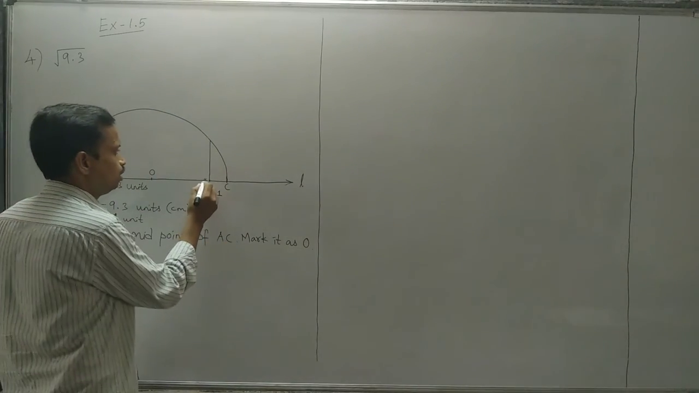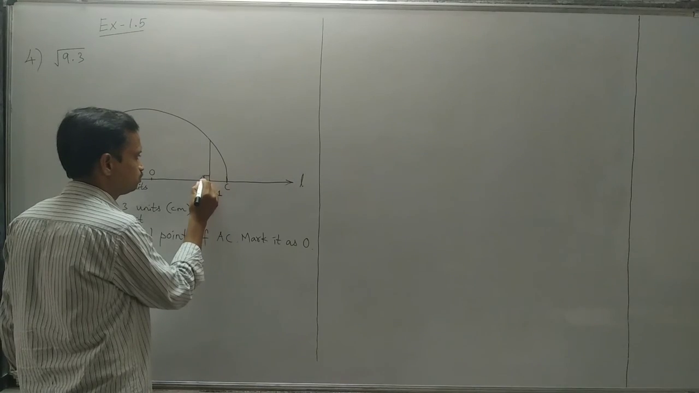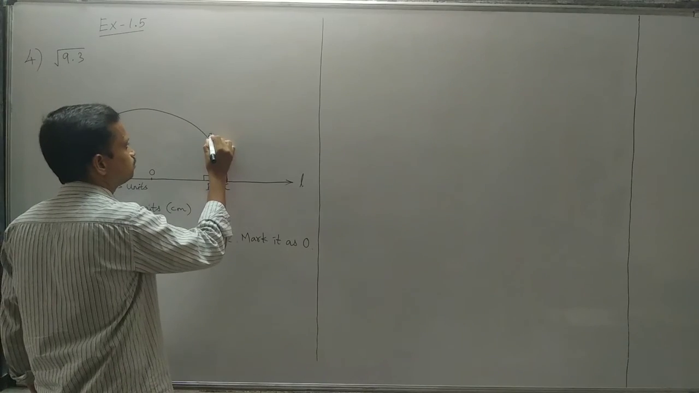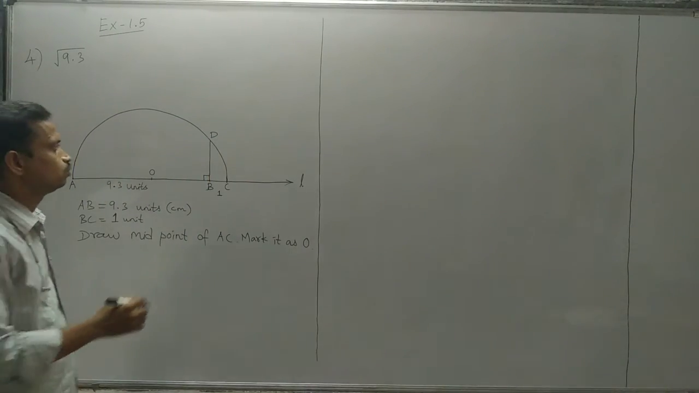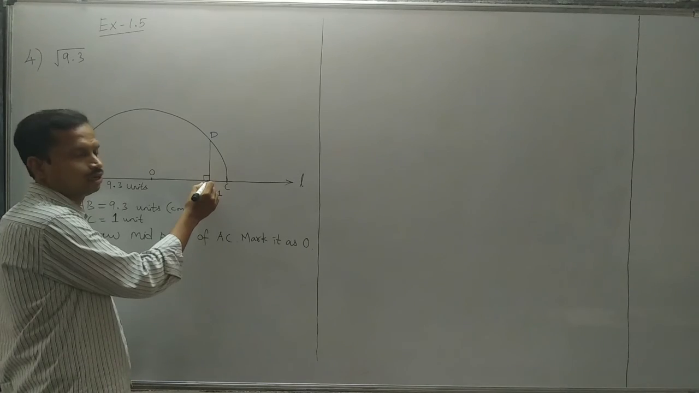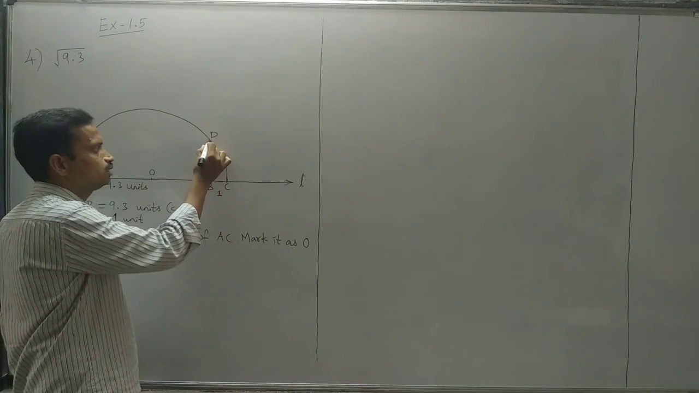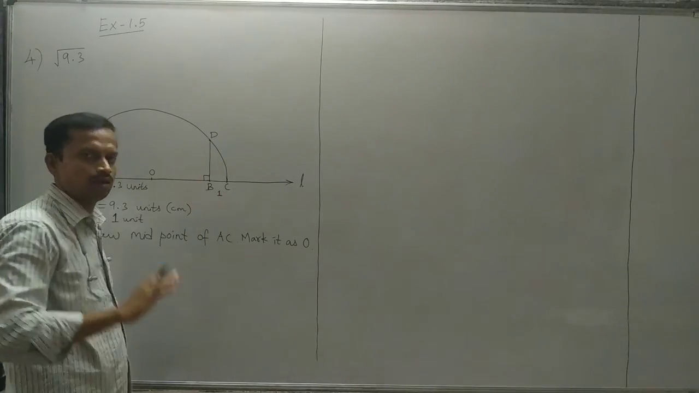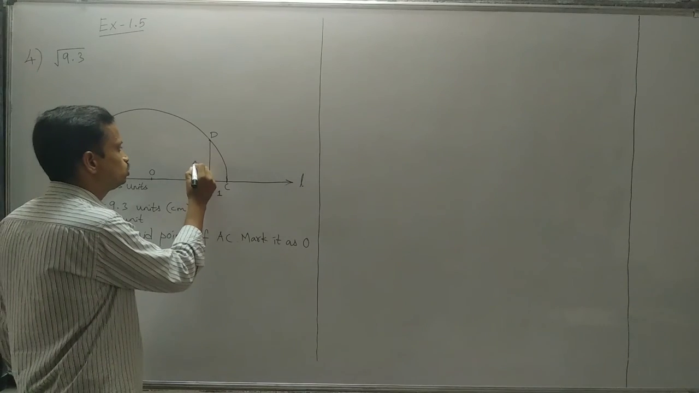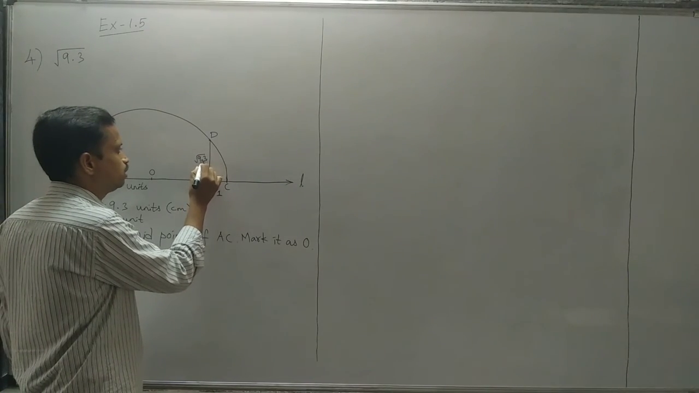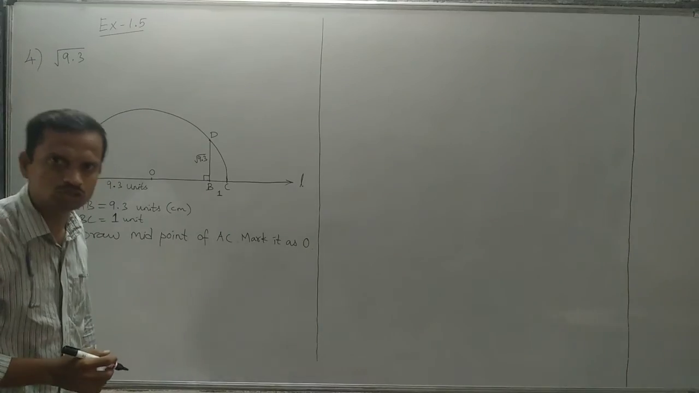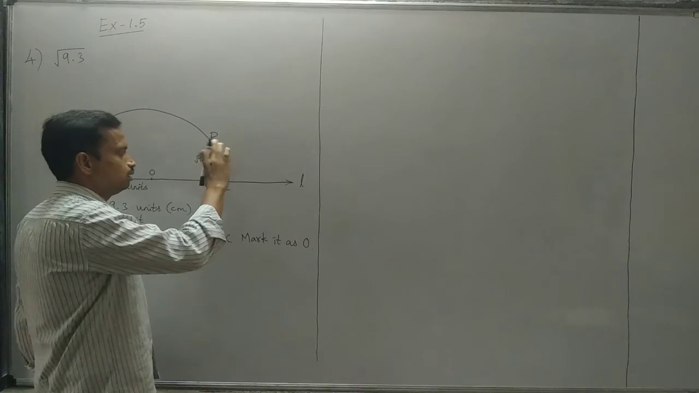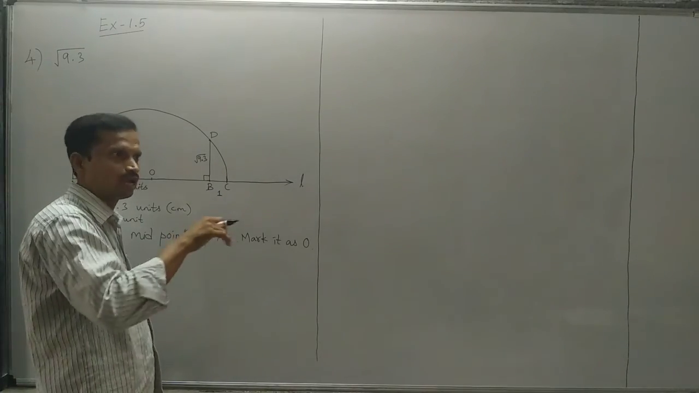So you have to draw a perpendicular on this. Let it be D, which means the perpendicular through B meets the semicircle at D. This point you can mark as D. Now the BD measure is nothing but root 9.3. The measure of BD gives the root 9.3 value, and on the number line we can locate it.